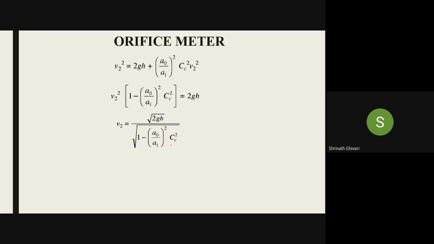Now can we find out discharge? What is the formula for discharge here? Q equal to A2 into V2. Now substitute the value of A2 and this is the whole V2. So what will be the equation? A2 into V2.